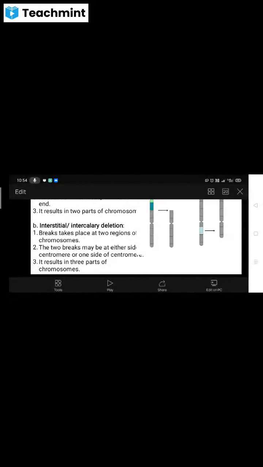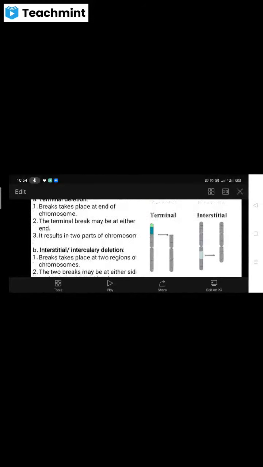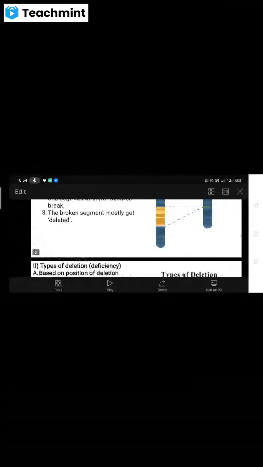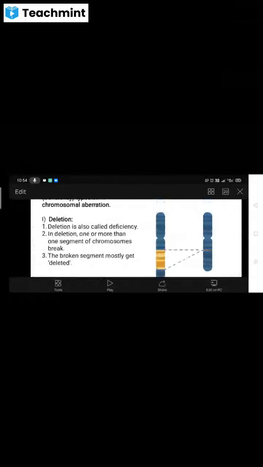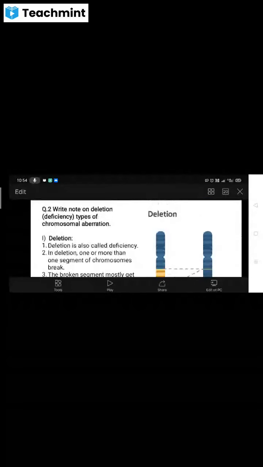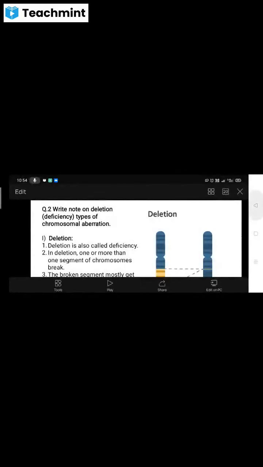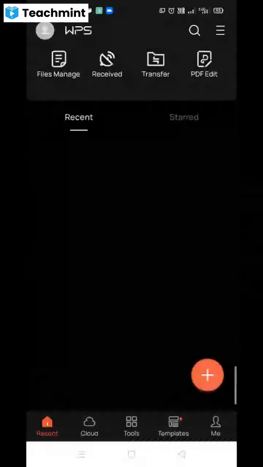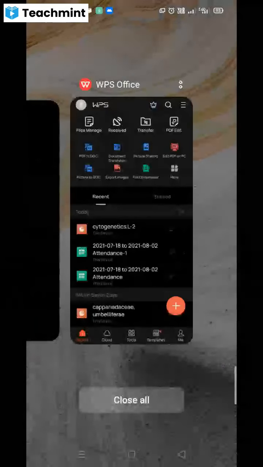What are the chromosomal aberrations? What are the types of chromosomal aberrations? Tell me, what are the types of chromosomal aberrations? Open your mic and tell me what are the types of chromosomal aberrations.